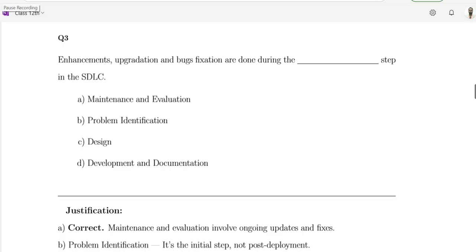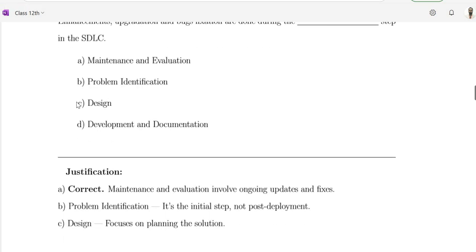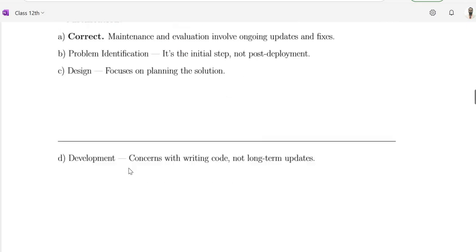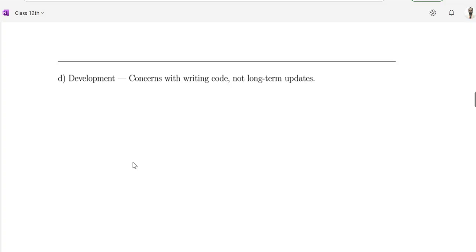Question number 3, enhancement, upgradation, and bug fixation are done during the dash step in SDLC: maintenance and evaluation, problem identification, design, or development and documentation. The correct option is maintenance and evaluation. In the maintenance and evaluation phase we remove bugs and so on. Problem identification is the initial step, not post-deployment. Design focuses on planning the solution, and option D is concerned with writing code, not long-term updates.